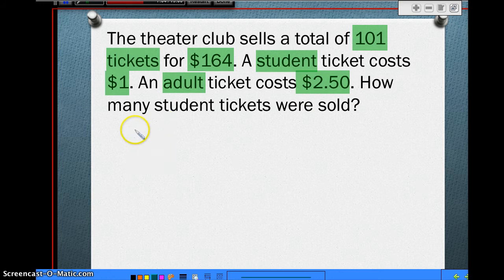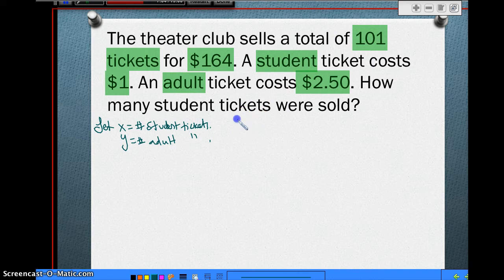All right, well, we're looking for two different things. Actually, we're looking for the number of student tickets, but we're going to go ahead and find both. So we're going to let x equal the number of student tickets. And we're going to let y equal the number of adult tickets. Because we have two different variables, you have to make sure that you understand that you have to have two different equations. For every different variable you have, that's going to require a different equation in order to solve the problem. So the first thing we read in the beginning, there were 101 tickets sold.